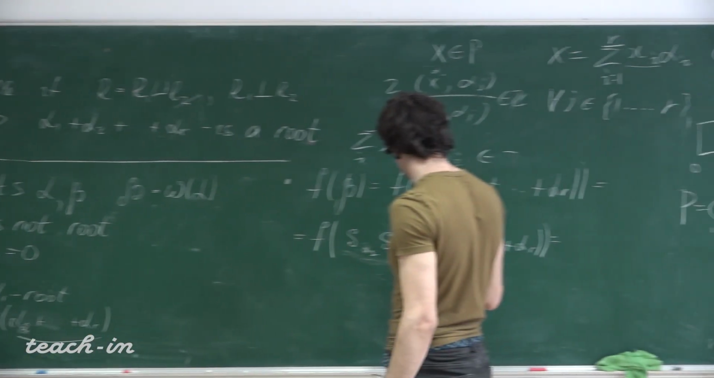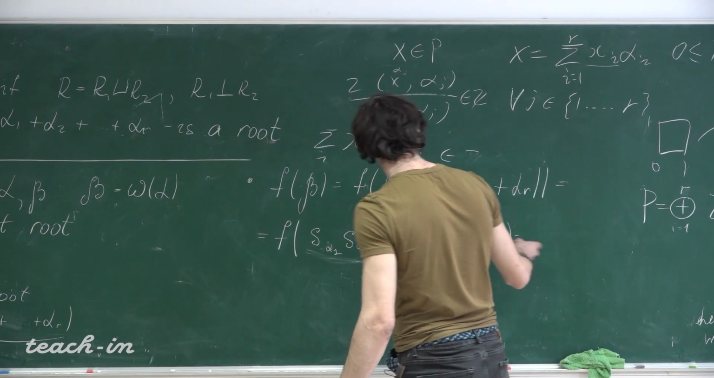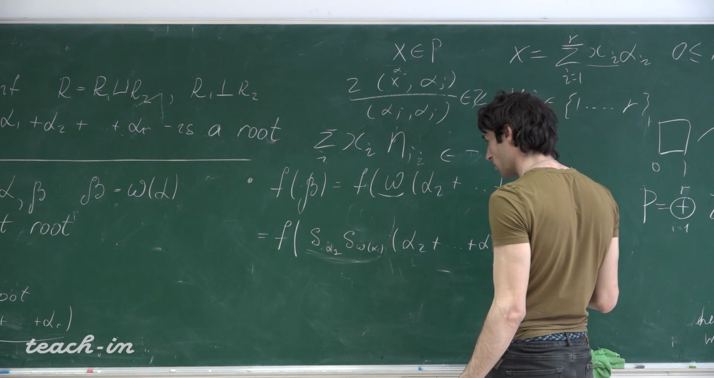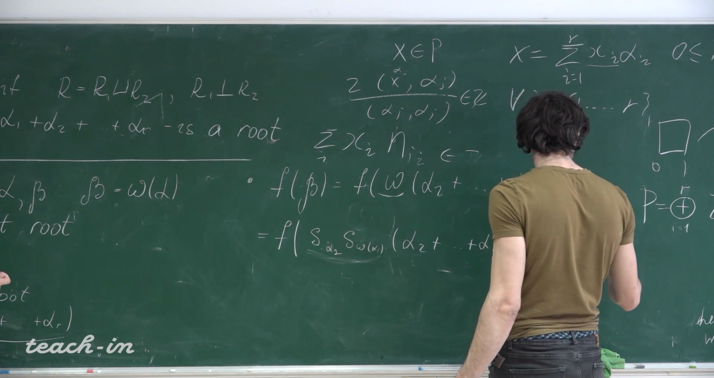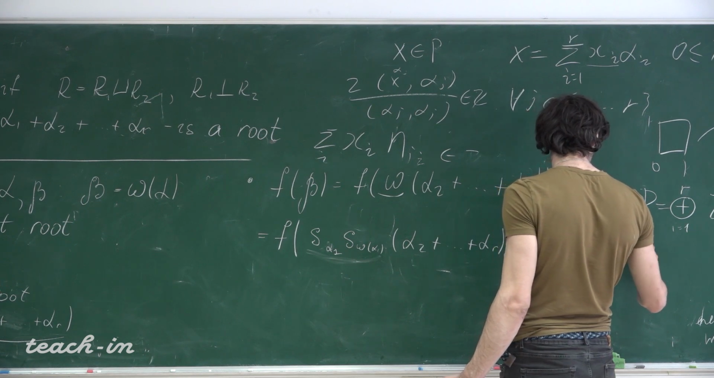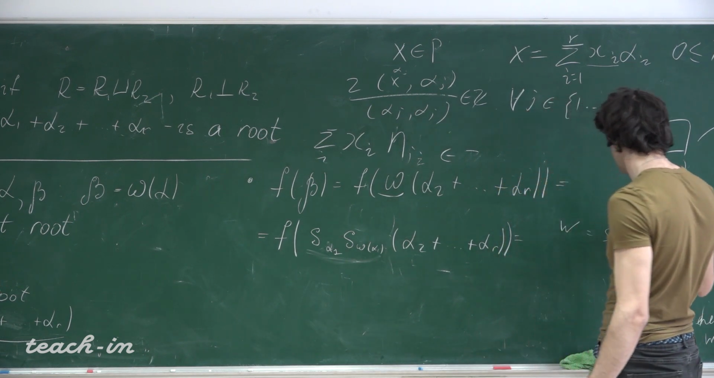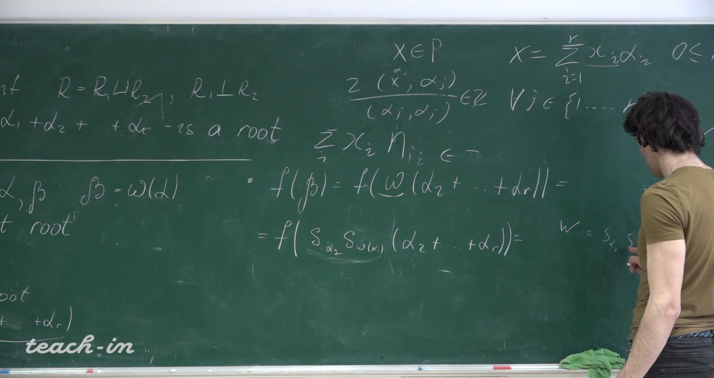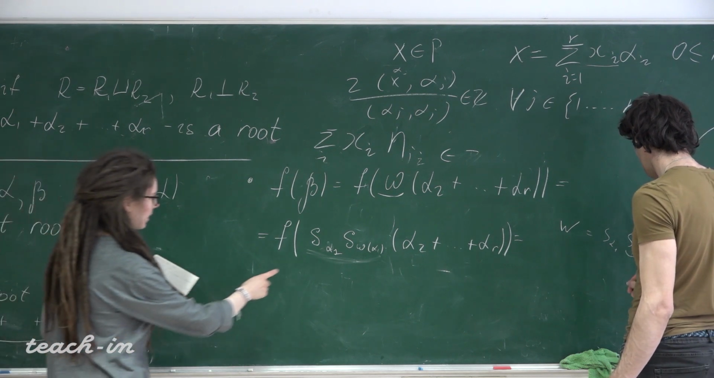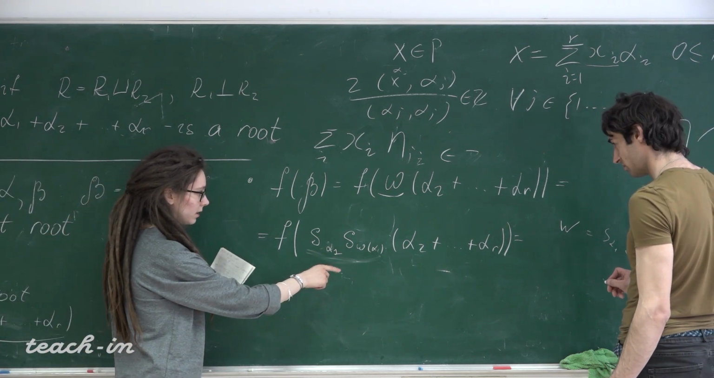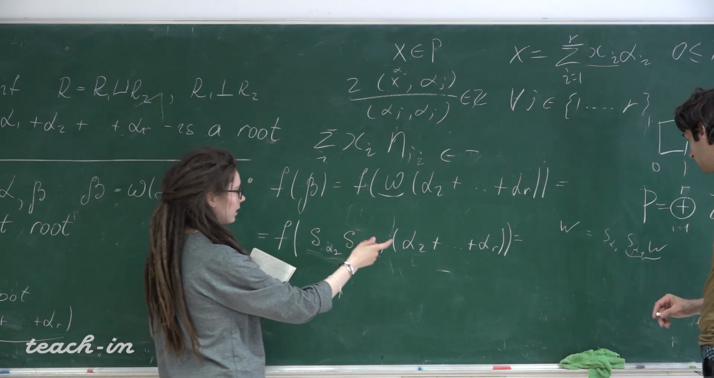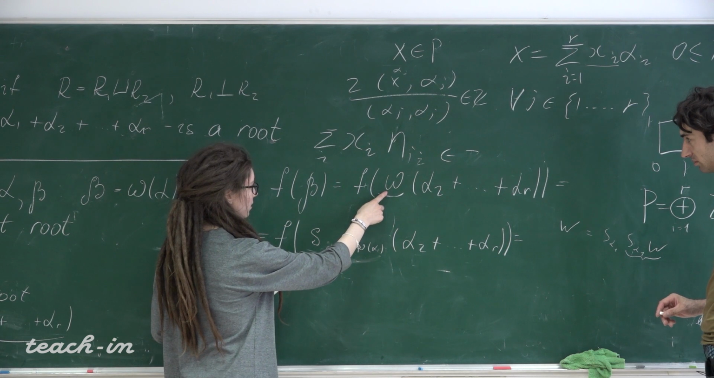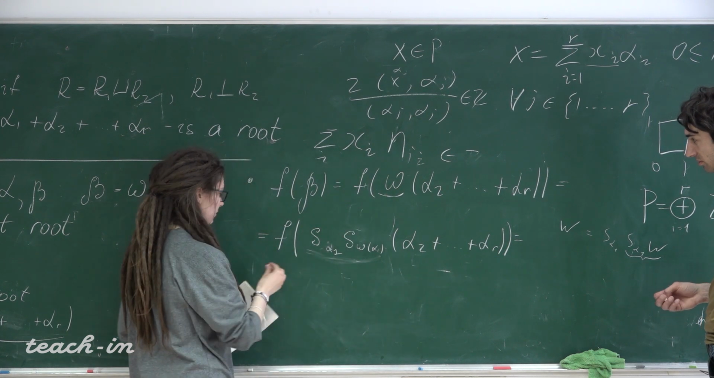I don't know. So W is what? Is something. You don't even know what it is. Yeah, you of course can take S alpha 1, S alpha 1 W. But then you claim that alpha 1 is a root. Yeah, so we can all the time send from one root alpha 1 by this element to another alpha.